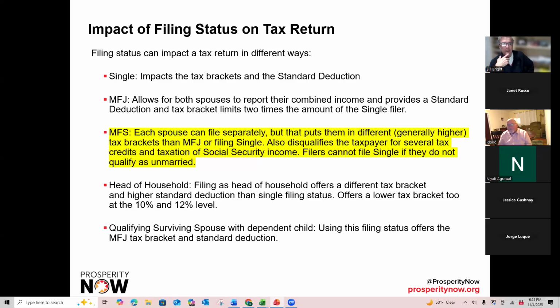Married filing separately. Each spouse can file separately, but that puts them in a different and generally higher tax bracket than married filing jointly or filing single. Again, it also disqualifies the taxpayer from several credits, which I went over, and from the taxation of Social Security income. Filers cannot file single if they do not qualify as unmarried. Again, when both taxpayers want to file married filing separately, I need to know the name of the spouse and his or her Social Security number.